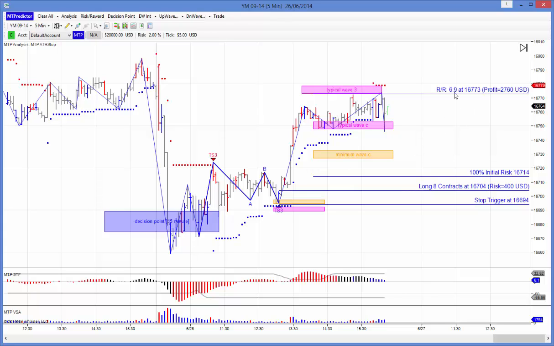The result was a lovely plus 6.9R profit, so in other words a nice profit in relation to the small initial risk. So a great example of the MTPredictor tools at work in the YM yesterday, and even better than that, this was a setup that was actually sent in by one of our customers. So again, I'd like to say thank you to Greg for sharing that with us. Much appreciated.